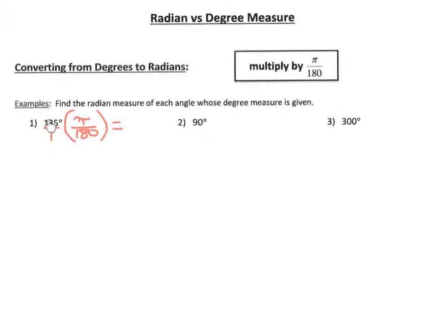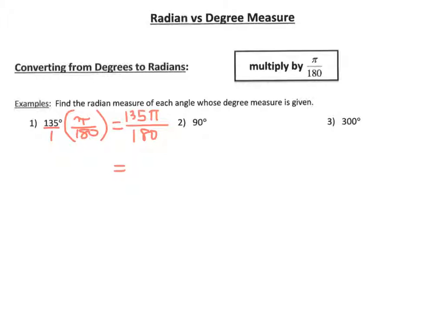In the numerator, 135 times pi, I'm just going to write as 135 pi. I'm going to leave it in terms of pi. The only time you don't leave it in terms of pi is if the question asks you to round. I'll talk about that in a minute. And then in the denominator, 1 times 180 is 180.